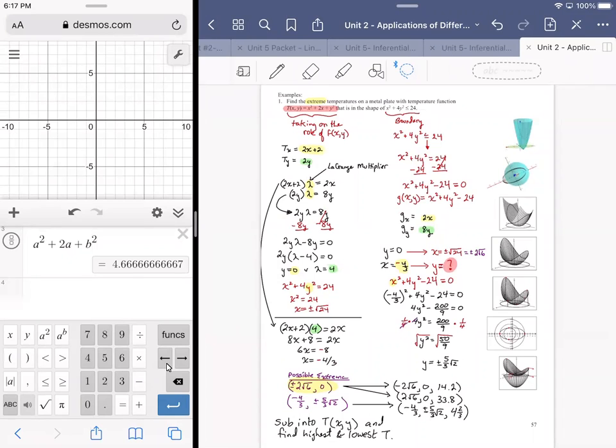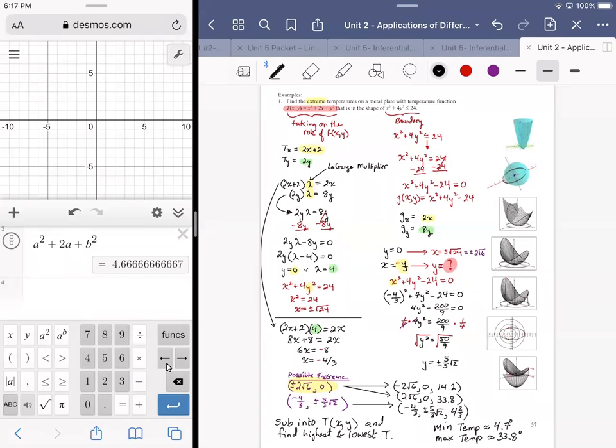Right? So it looks like the minimum temperature, approximately, so I will go to decimal form here, 4.7. I said extreme temperatures. I've got to imagine some measure in degrees. It just didn't get into what scale. So I'm just going to say degrees. Max temperature. We're looking at about 33.8 degrees.